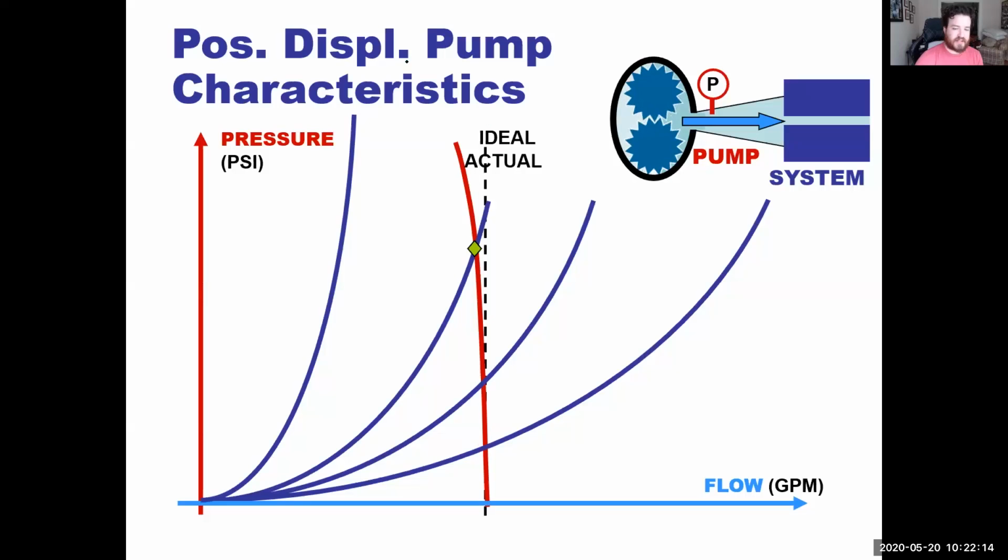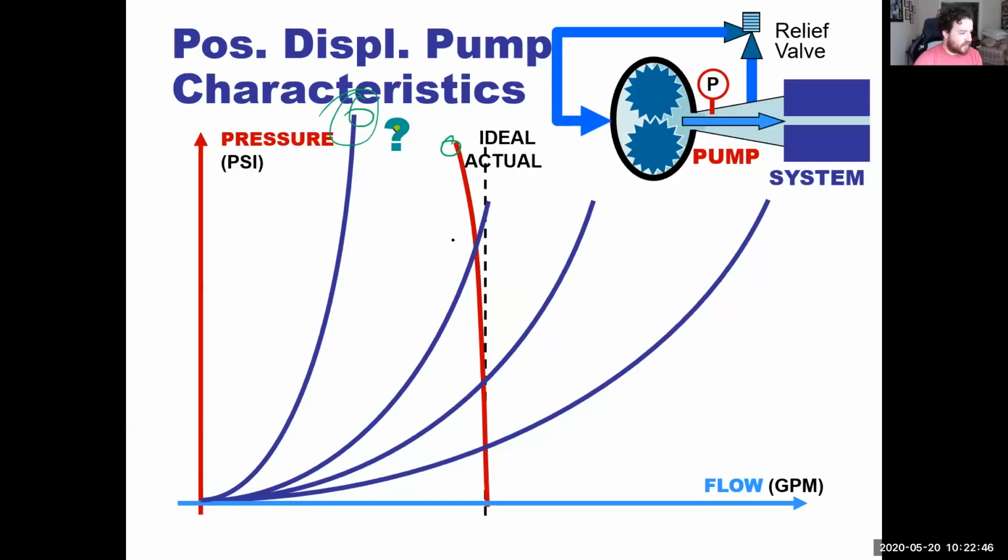Now, here's the big thing: this is where this chart is different from a centrifugal chart. This can happen. You have a fully clogged C strainer that's barely letting any liquid through. These two lines will never meet, not on this chart, our actual and what's actually happening in our system resistance. So we end up somewhere in this area. And that's why we have relief valves for positive displacement pumps.